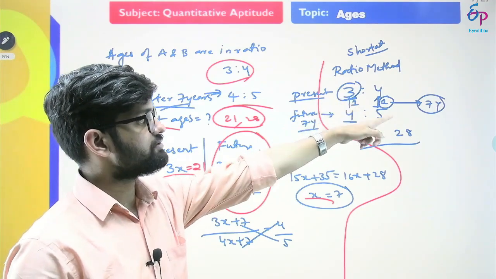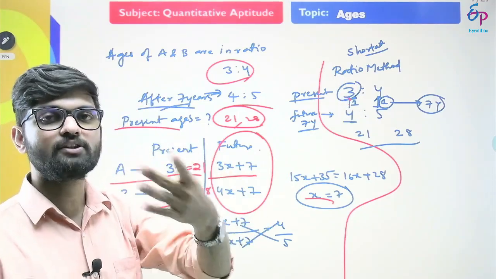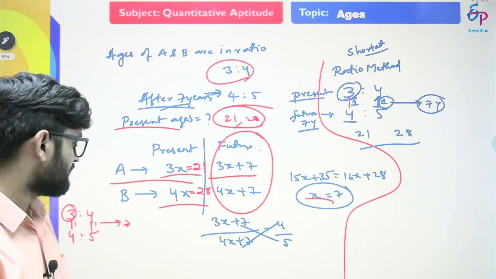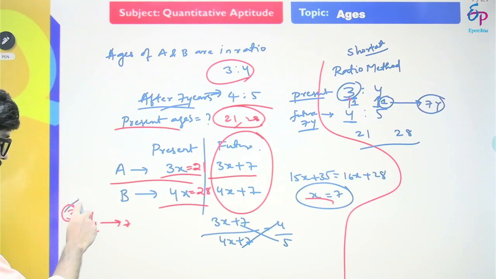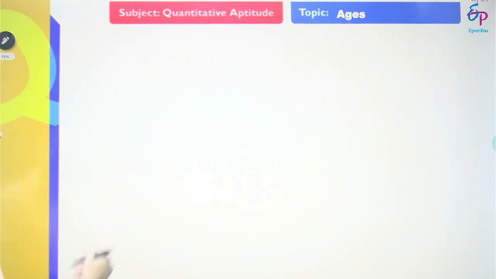So 1 part is equal to 7 means 3 parts is equal to present. Present of A is 3 parts. 3 parts is equal to 7 threes, which is 21, and 4 sevens is 28. Same thing. So 1 part is equal to 7 means 3 parts is equal to 21 and 4 parts is equal to 28. Now tell me the answer, try it by yourself.